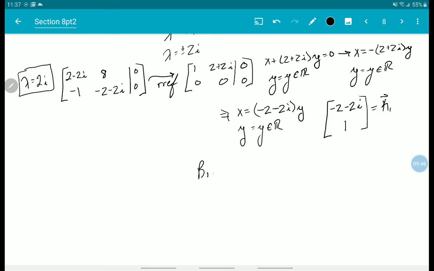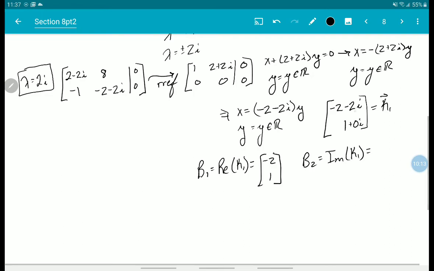So then our B1 is the real components of our K1. So the real components are -2 and 1. B2 is the imaginary components. That's what it's defined to be in the theorem. So remember, that 1 can be written as 1 plus 0i. So the imaginary components are negative 2 and 1. Just kidding, negative 2 and 0. So we have our B1, we have our B2.